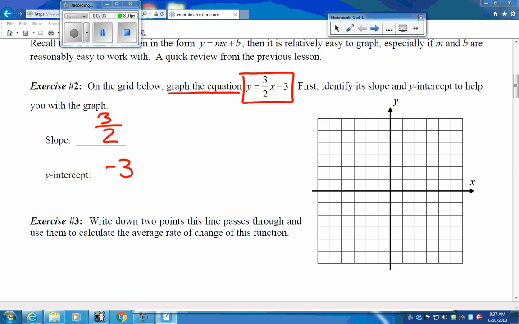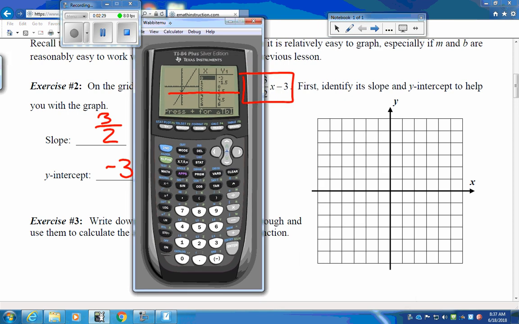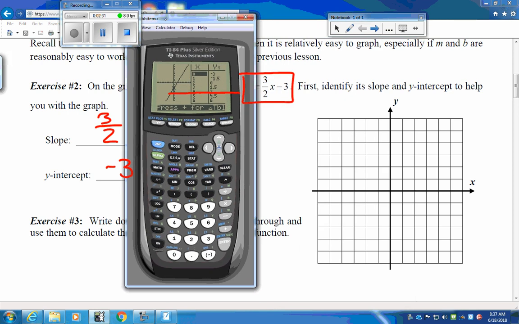So what I'm going to do is I'm going to take my calculator, I'm going to turn it on and go to y equals, and I'm going to type in that equation, which is 3/2, 3 divided by 2, x, minus 3, and then hit second and graph. Now you can also, which I will recommend for the Regents, go to mode and go to graph table, G-T. That will give us a picture of the graph and the table at the same time.